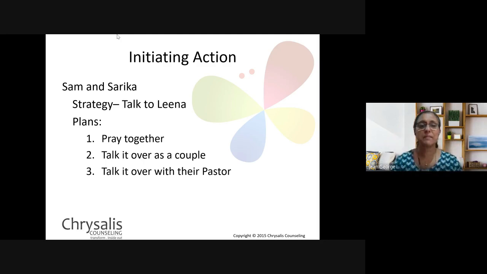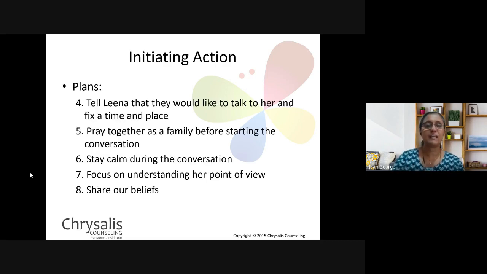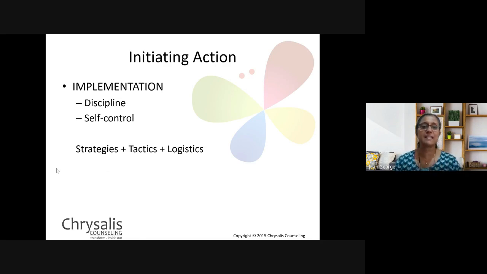So here, let's say Sam and Sarika, the strategy that they have chosen is to talk to Lena. So their plan is that they will maybe pray together, talk it over as a couple, and then talk it over with their pastor. So this is how they would have probably planned to do that. Even as they have decided to do that, what you're also doing is working back with them, looking at each of these smaller goals that they have formed, to see the pros and cons of it. As they continue, they may say, okay, they will tell Lena that they would like to talk to her and fix a time and place, pray together as a family before starting the conversation, stay calm during the conversation, focus on understanding her point of view, and share their beliefs. So this is a certain plan that this couple may have come up with. So once they have come up with the plan, the next step is to implement.